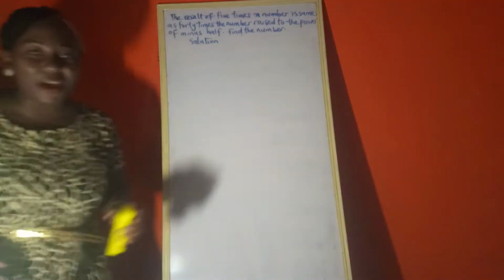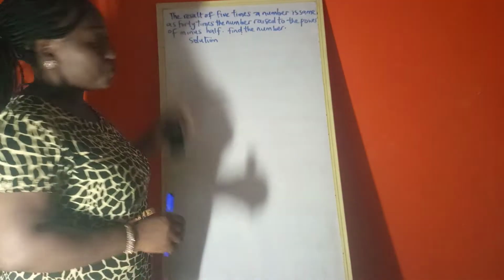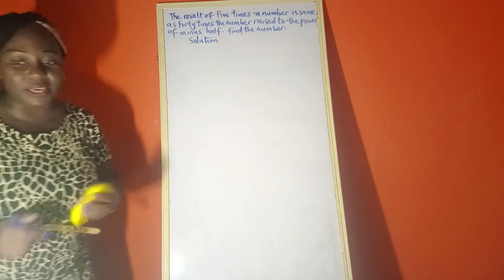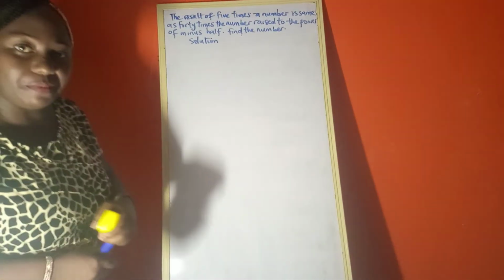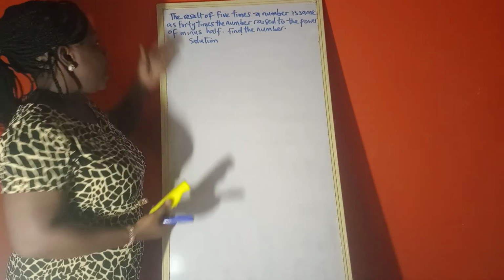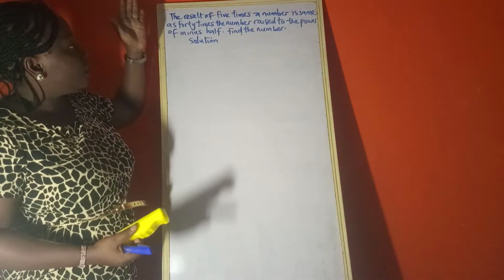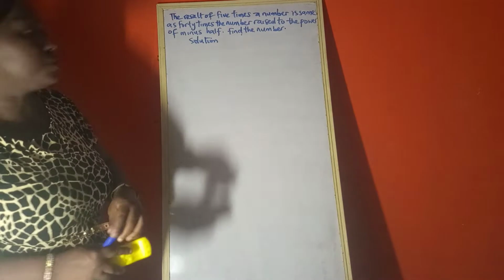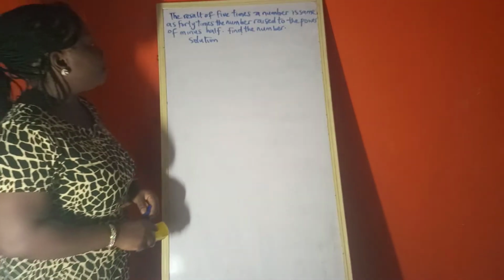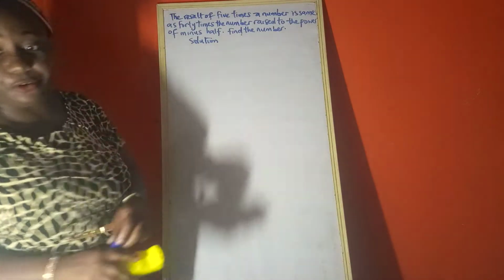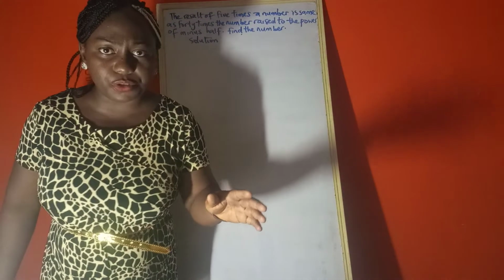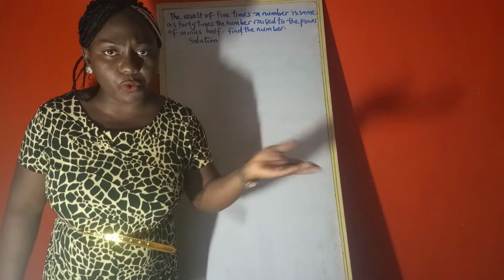Okay, so very quickly, guys, I would like to solve this question using the ways I mentioned in my first video. Here you have a question. I'll read it out. The result of 5 times a number is same as 40 times a number raised to the power of minus half. Find the number.